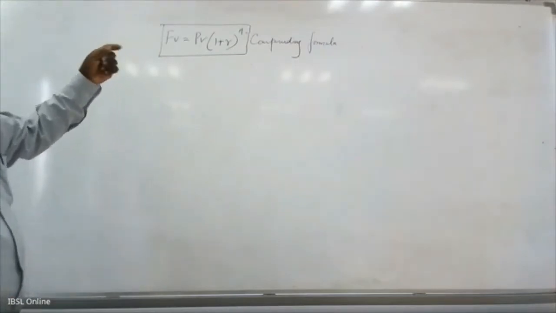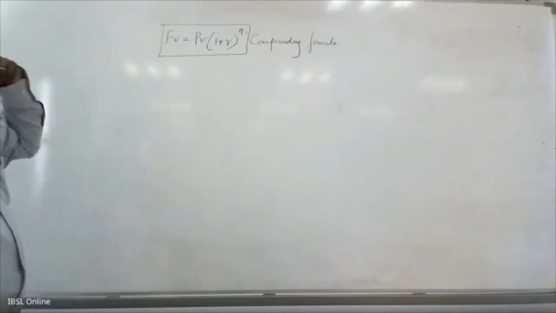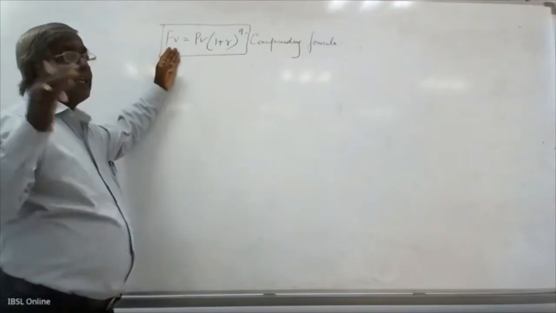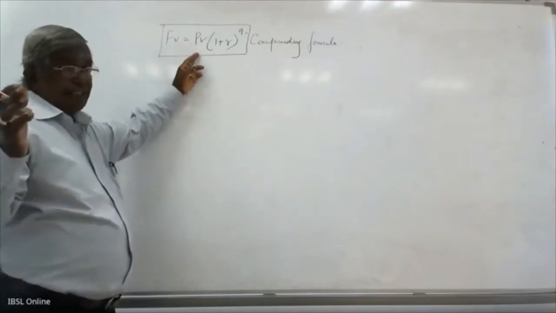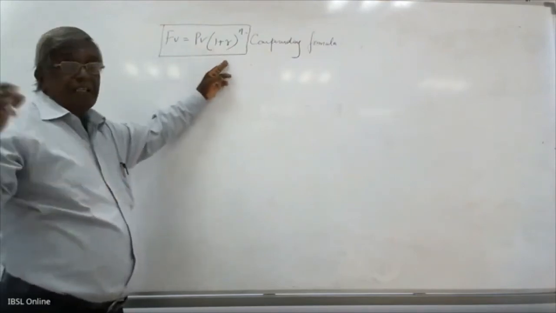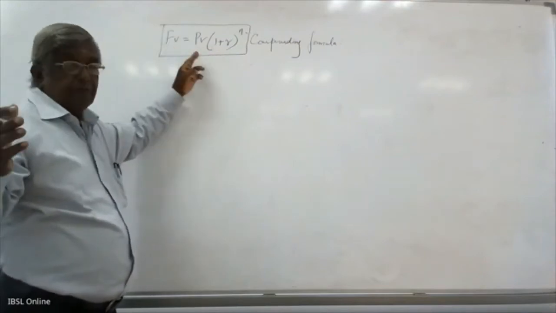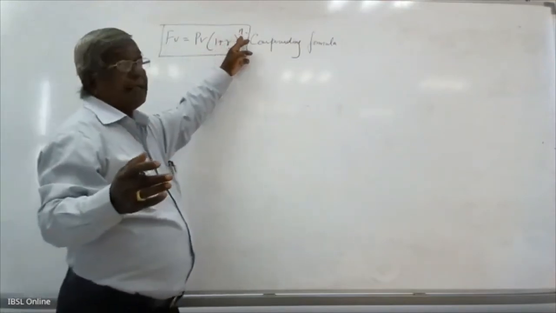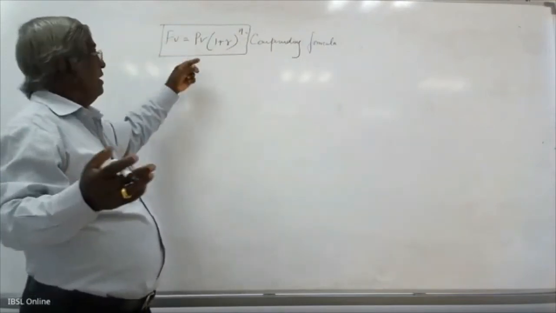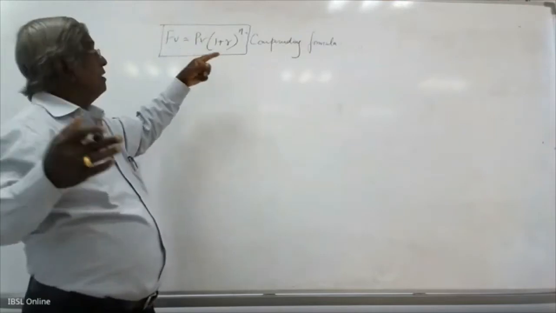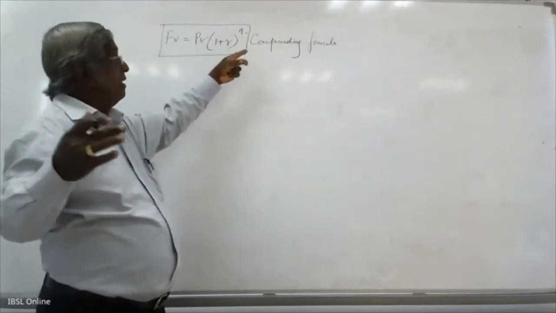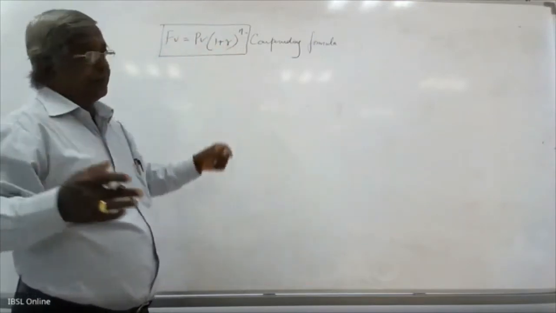So when you use this compounding formula, the future value varies. For different PVs, it varies. For a different interest rate, it varies. For a different period, it varies. Obviously, when PV is changing, it varies; when r is changing, or n is changing, the future value varies.